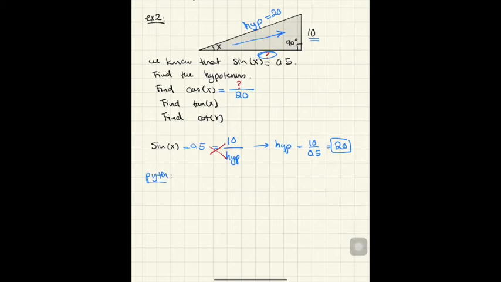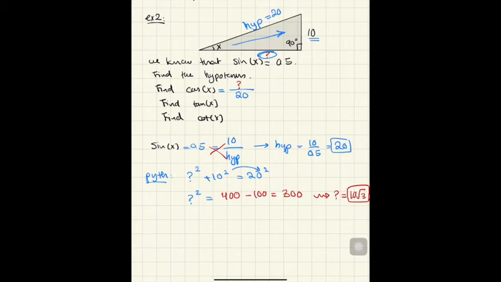Pythagorean theorem, right? So we're going to say that question mark to the 2 plus 10 to the 2 gives us 20 to the 2. Okay, so question mark to the 2, I'm going to take this guy to the other side. It's going to give us 400, that's 20 to the power of 2, minus 100. Gives us 300. So then question mark is 10 square root of 3. That's it. All right, 10 square root of 3.